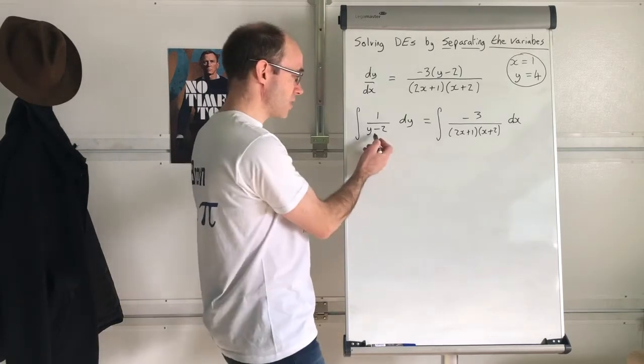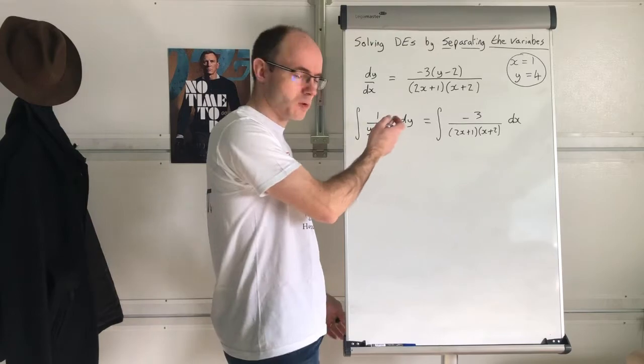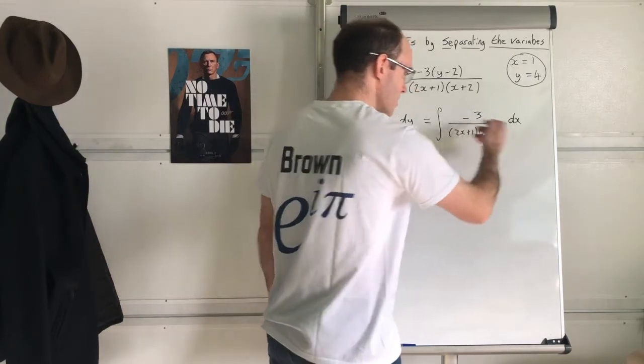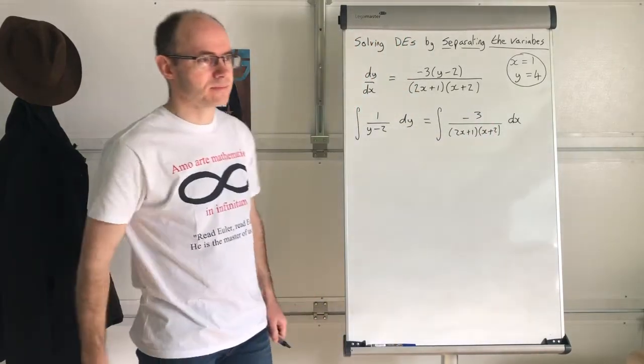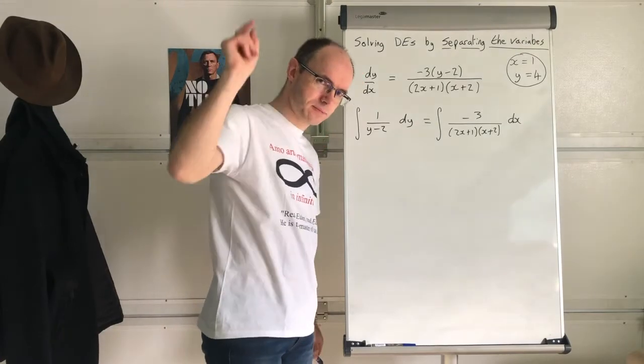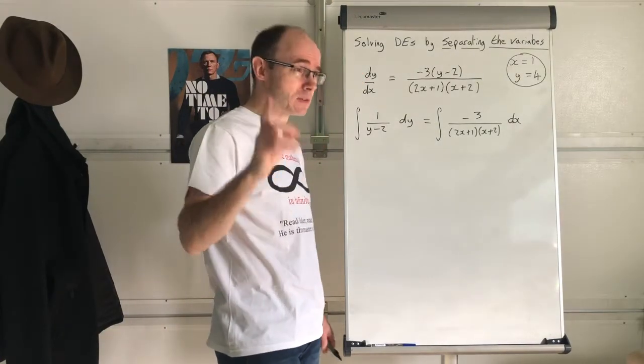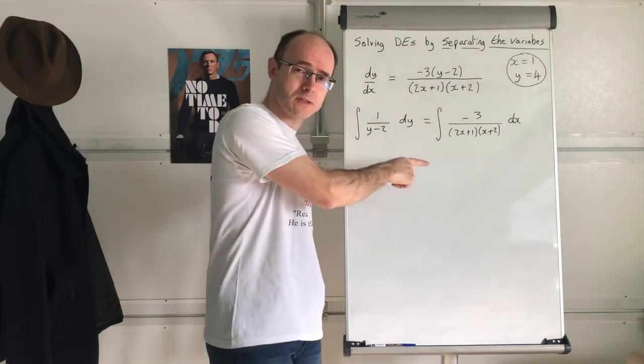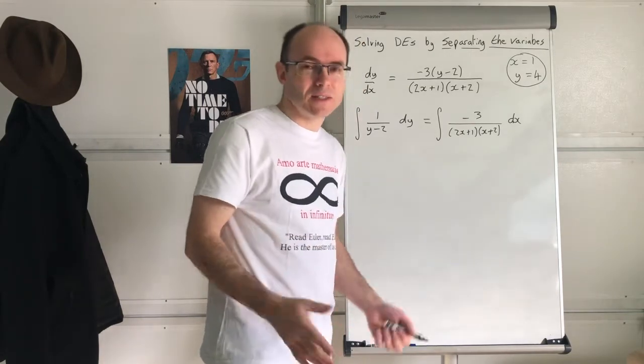We've got to find the integral of that, which is easy. It's a natural log, of course. And then the integral of this. Do you remember how to do that? Partial fractions. You've got to be quick. If you didn't spot partial fractions, sorry, but you're too slow.